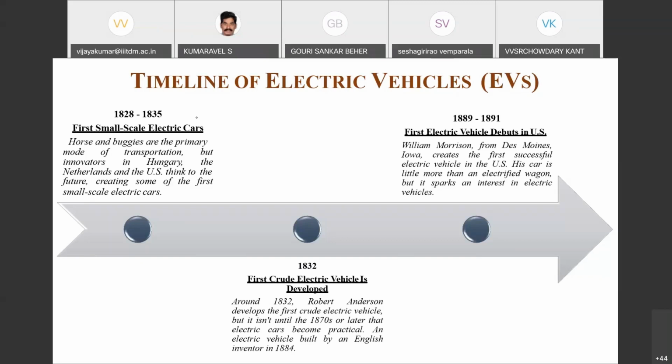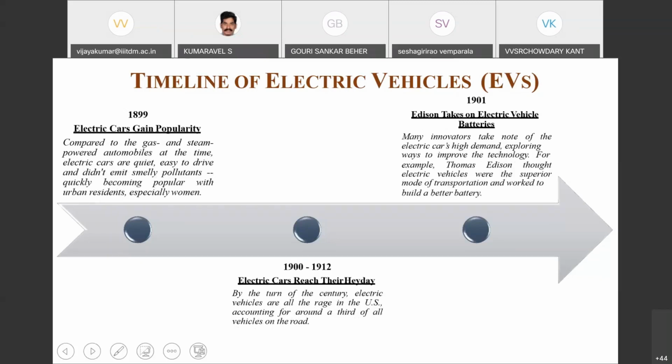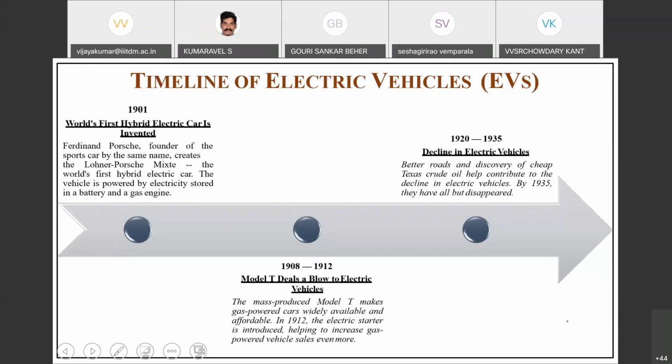Then in 1819, we can see the first electric vehicle come into the US market. Then in 1901, they came up with hybrid electric vehicles. At the same time, in 1920 and 1930, there was a decline in electric vehicles. That means they reduced the usage of electric vehicles. The reason is that crude oil became very cheap, so people went with oil-based vehicles, using internal combustion engines.